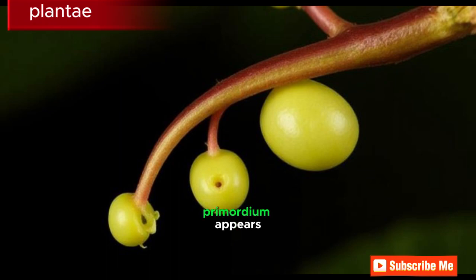Development of ovule. The ovule primordium appears as a protuberance on the surface of the placenta. It grows into a conical structure with a rounded tip. This is the nucellus, or megasporangium proper.